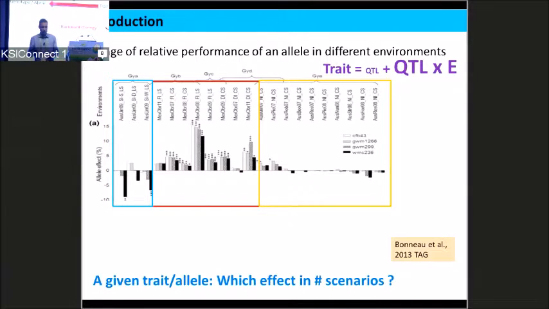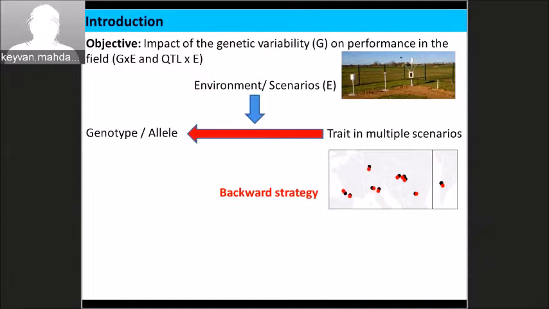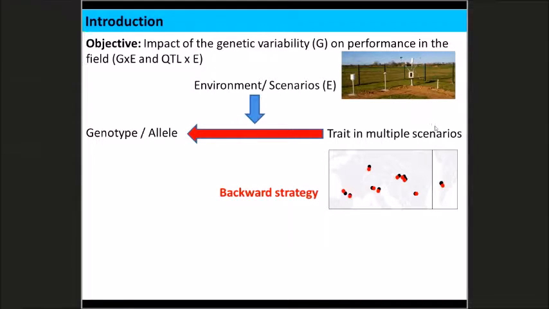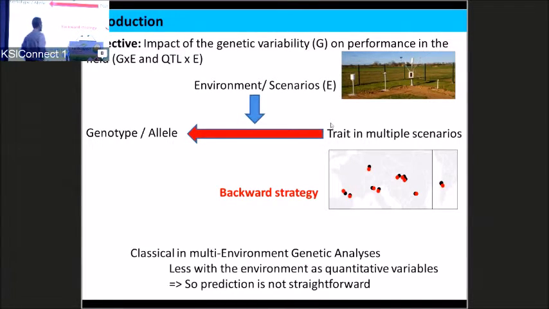So the first strategy, which is used, is to measure a trait like yield in many environments in the field, and with a good record of the environmental conditions, to try to define robust effects of the alleles or robust effects of genotype. I will give you examples that are quite common in multi-environment genetic analysis. But really often the environment is defined as a factor, as for example the name of the trial, and not as quantitative variables like temperature, soil water potential, etc. And so in this case, prediction, so going from allele to the trait, is not really straightforward.